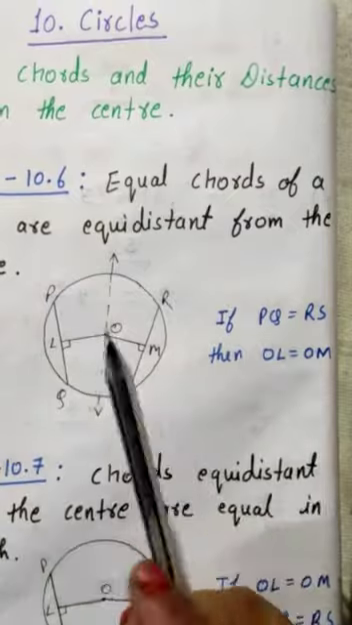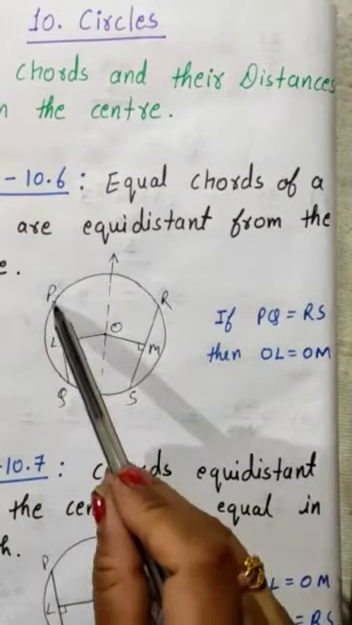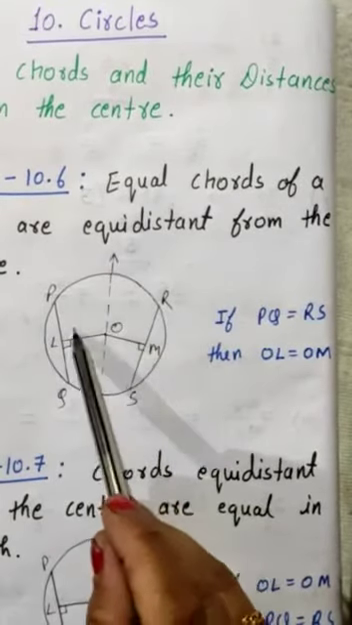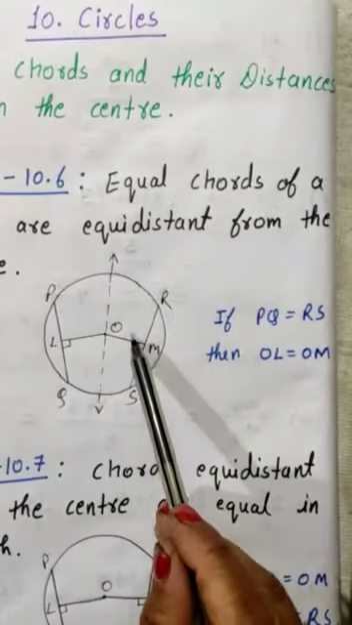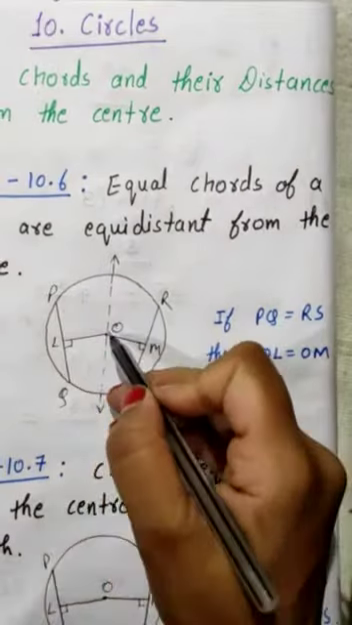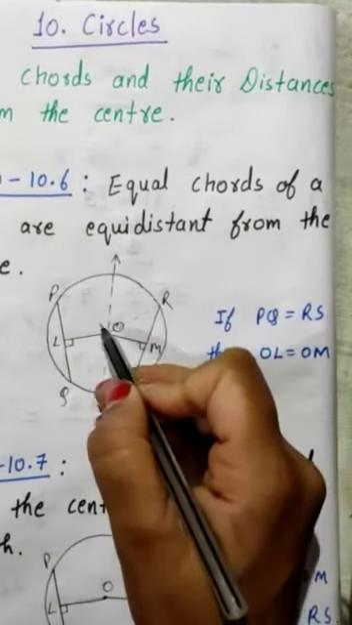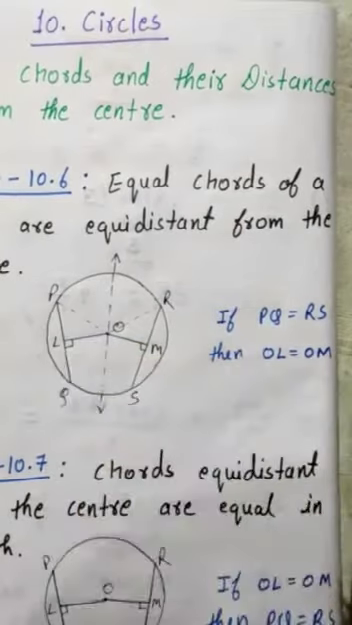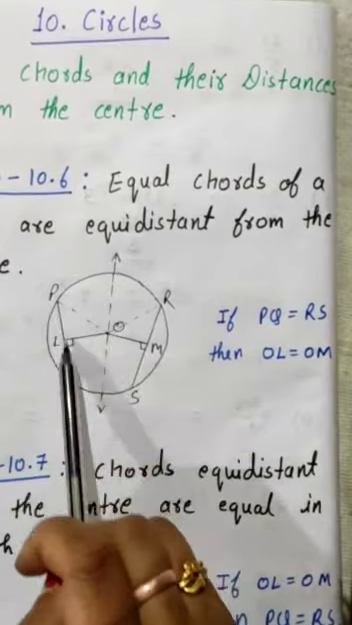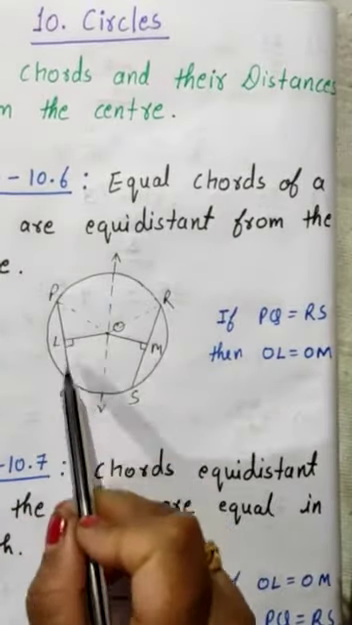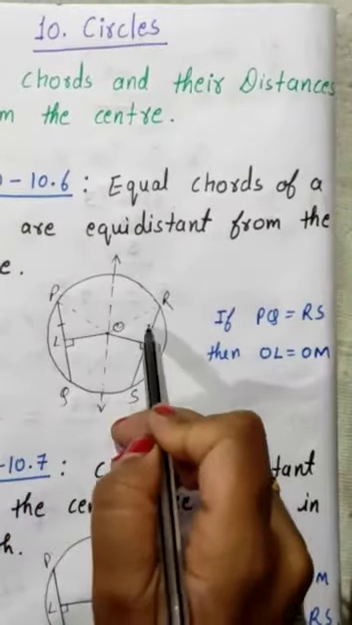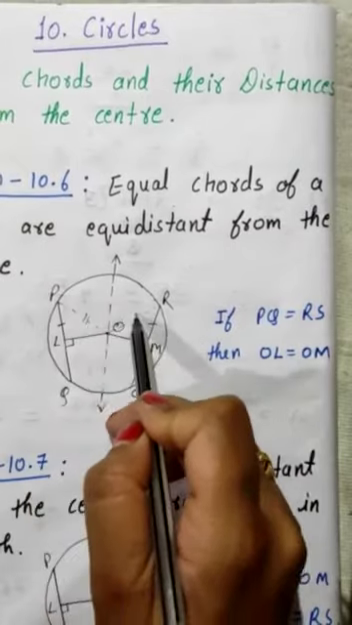You can prove this also by joining these two lines. Then you will see two triangles, and you will make these two triangles congruent and prove it. You have already studied the theorem that a perpendicular from the center bisects the chord. So if PQ is equal to RS, half of PQ will be equal to half of RS. This side is equal to this side.